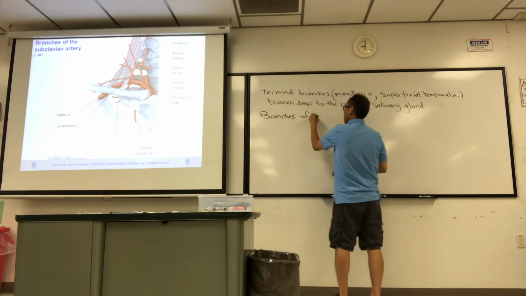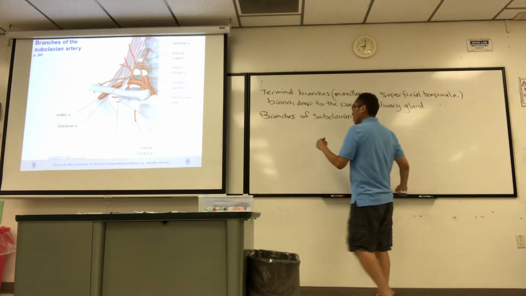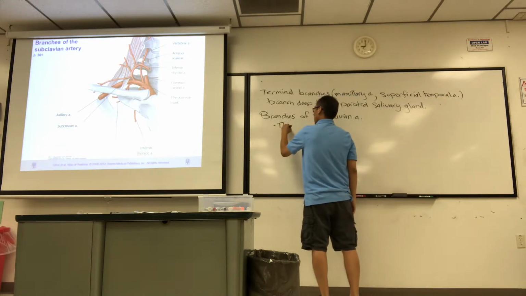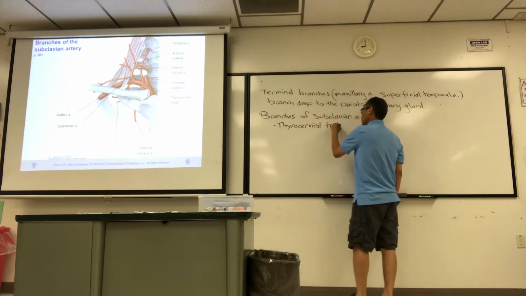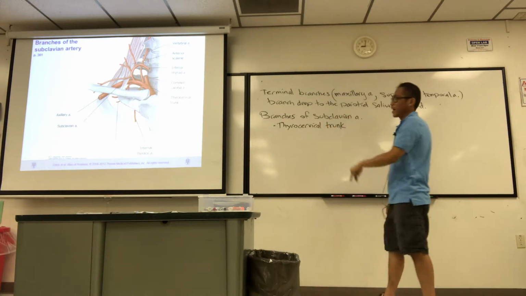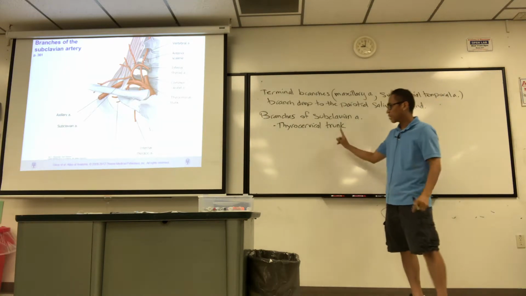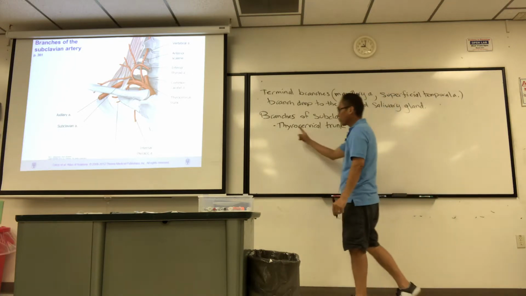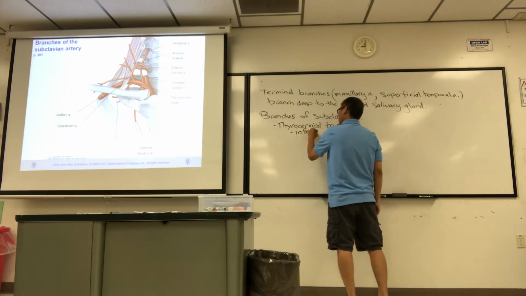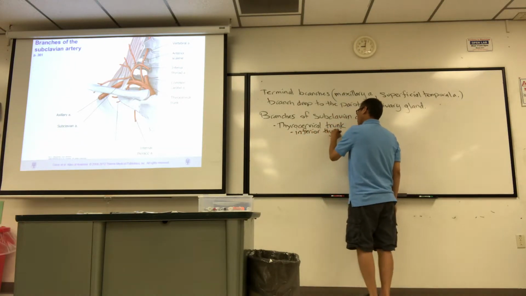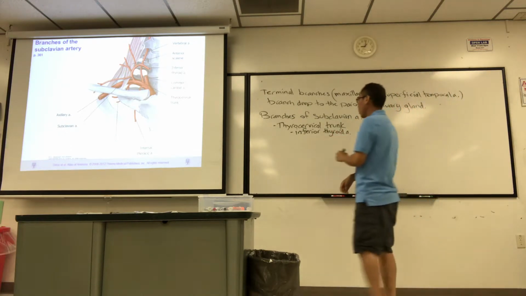Branches of subclavian artery. Thyrocervical trunk. It's a short trunk that gives off a lot of branches. I'll give you one to know. The inferior thyroid artery is a branch of thyrocervical trunk. Thyro refers to thyroid, so you knew it was giving a branch to that somehow. Inferior thyroid artery. Okay, that's one of the branches of the thyrocervical trunk, and you have vertebral artery.